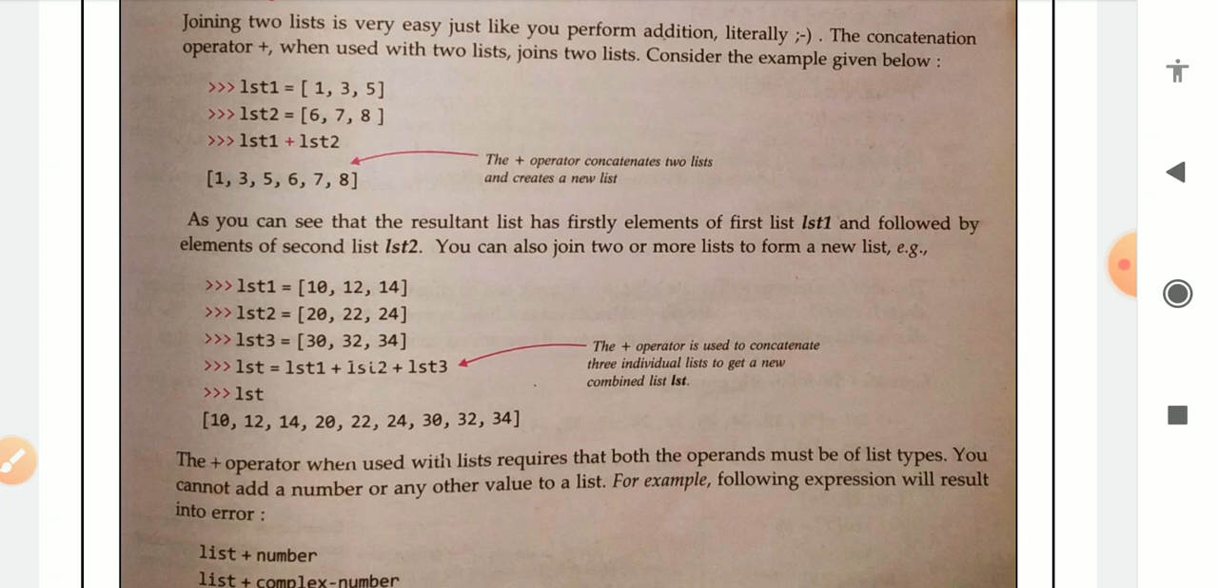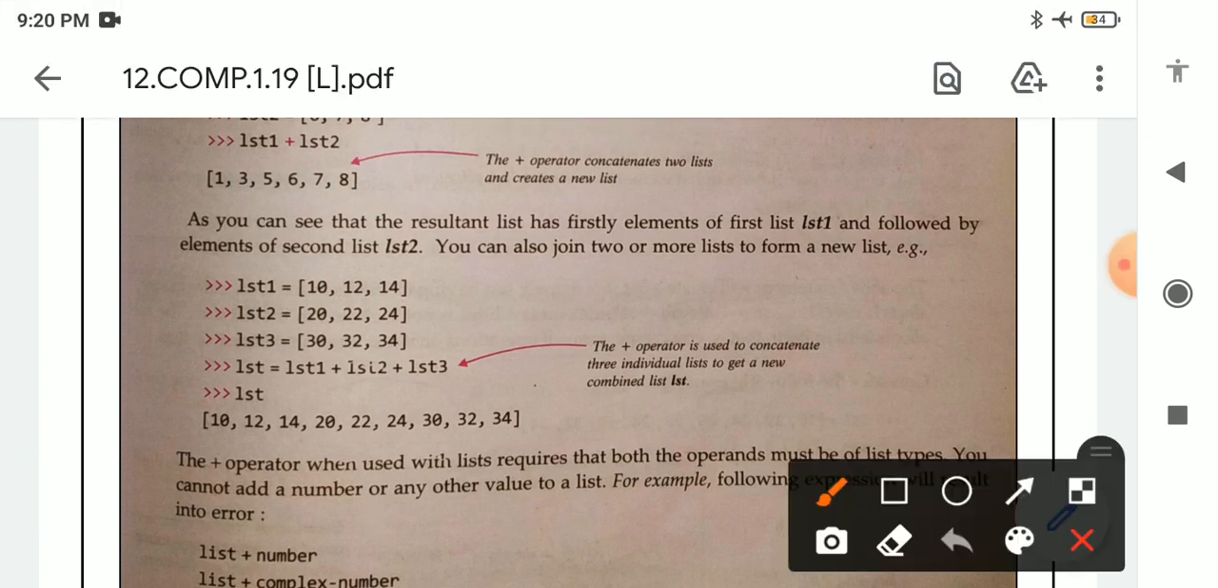You can also join two or more lists in the form of a new list. Here we are joining two lists and forming one new list. So we can join two or more than two lists also. See here, we are taking three lists, LST1, LST2, LST3. LST1 contains 10, 12, 14, LST2 contains 20, 22, 24, LST3 contains 30, 32 and 34. All these are list names, and they contain elements like this.